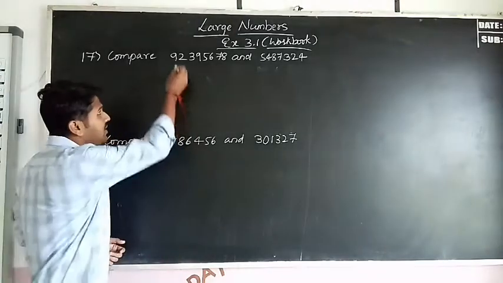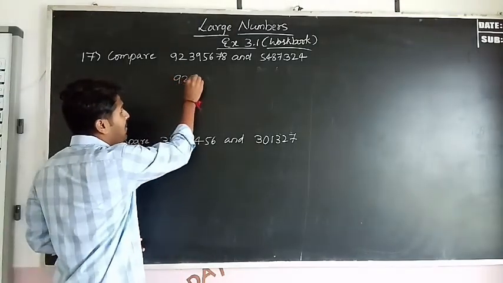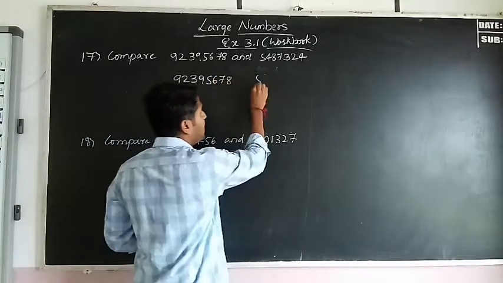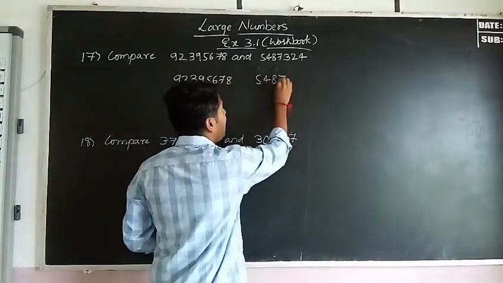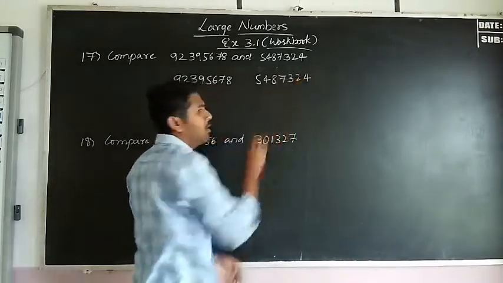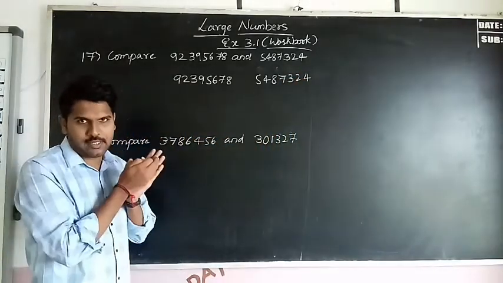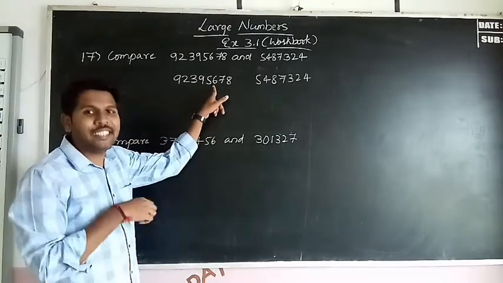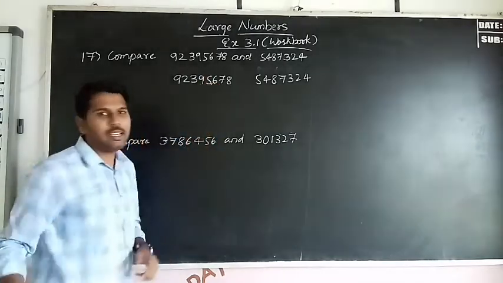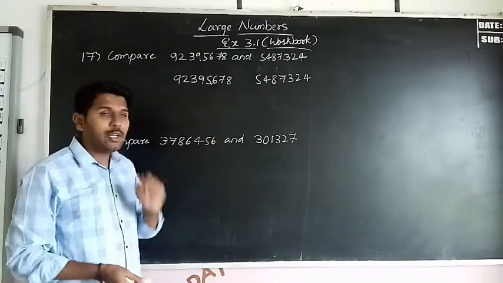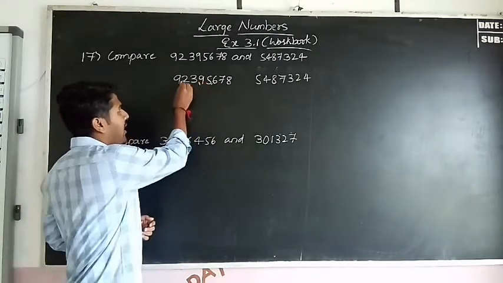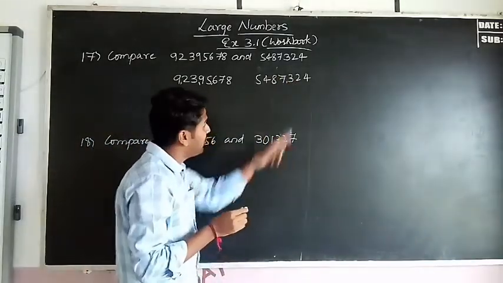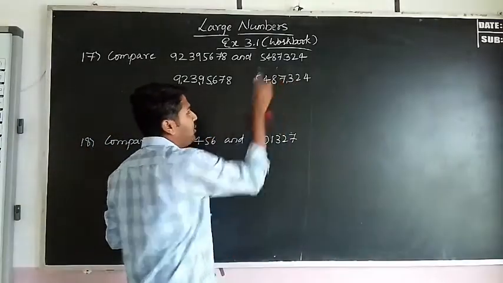Okay, so first write down that number 5, 6, 7, 8 and this one is 5, 4, 8, 7, 3, 2, 4. Okay, so first place the commas. In the Indian system, the first comma comes after 3 digits, and the next comma comes after every 2 digits. Here and here. Okay, next here, first comma comes after 3 digits, next 2 digits.